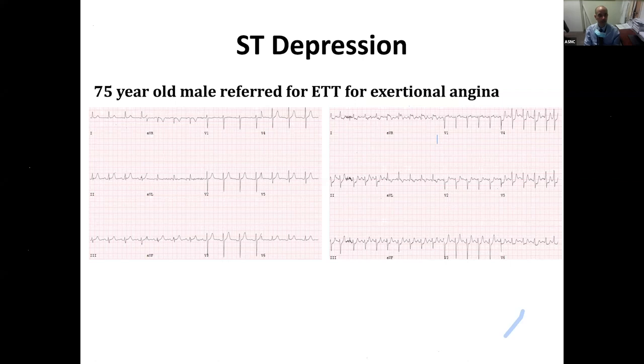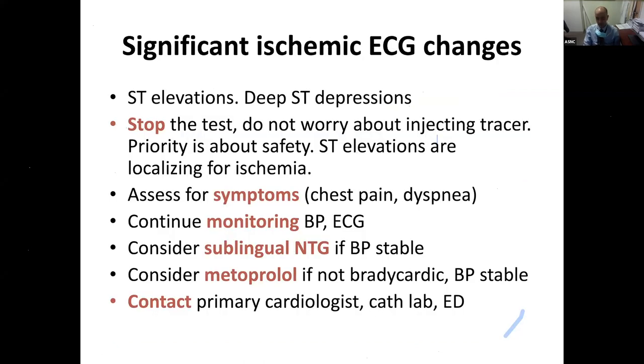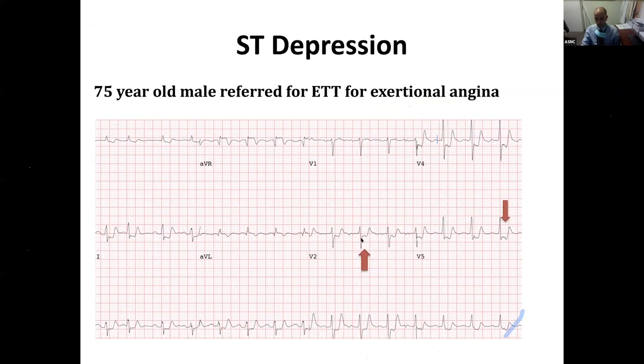As another example, this is a 75-year-old gentleman referred for an exercise tolerance test for exertional angina, and they developed ST depressions here, as you can see. Here, and here. You can see they're not trivial. They're actually pretty deep, at least 2 millimeters deep here. You can see them here and here as well.